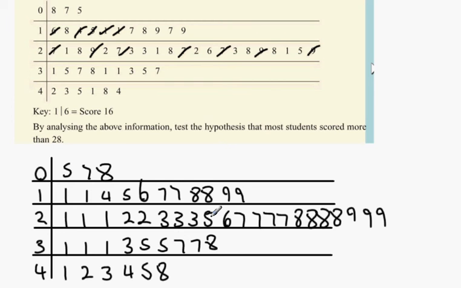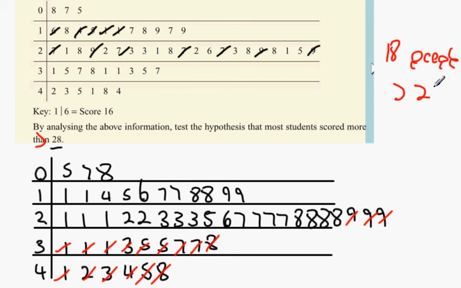Okay guys. Now, what we have to do is, by analysing the above information, test the hypothesis that most students scored more than 28. How many people got more than 28? 28 isn't included. It has to be more than. So let's count. 1, 2, 3, up to 18. 18 people got a mark greater than 28.